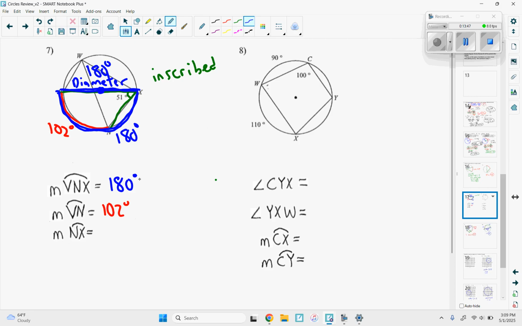And so now we can see we're trying to find the last one, NX, and NX goes from here to here. It's an arc angle here. And I know already that the total of this blue arc angle, VNX is 180, and VN in red is 102. And so whatever is left to add up to 180 is NX. So just a little math, we're doing 180 minus 102, and that gives me NX is 78 degrees.